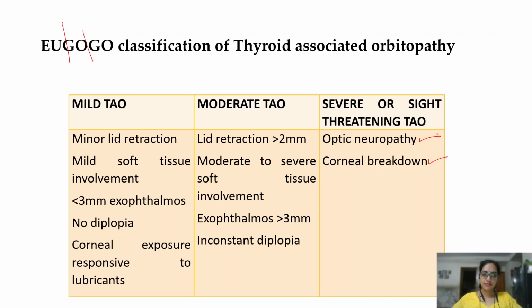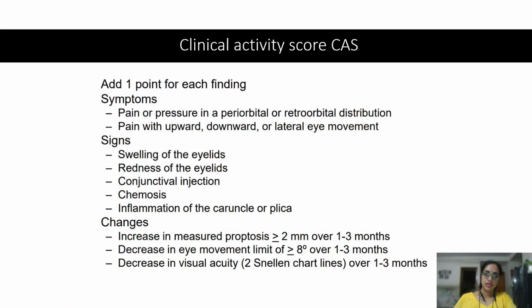In mild, you have mild amount of lid retraction and soft tissue involvement and very minimal exophthalmos. There is no diplopia, and the corneal exposure, even if it is there, it is responsive to lubricants. So in moderate TAO, you get more lid retraction, moderate to severe soft tissue involvement, marked exophthalmos, and there is diplopia due to extraocular muscle involvement as well.